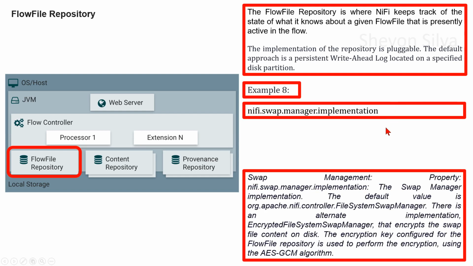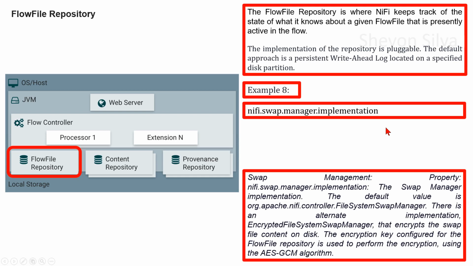Now we are considering swap management. The property nifi.swap.manager.implementation. The swap manager implementation, the default value is org.apache.nifi.controller.FileSystemSwapManager. There is an alternative implementation, EncryptedFileSystemSwapManager, that encrypts the swap file content on disk. The encryption key configured for the FlowFile repository is used to perform encryption using the AES-GCM algorithm.